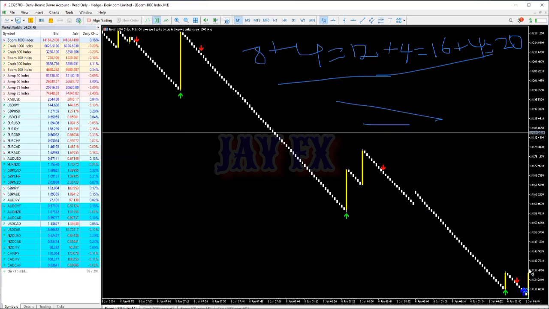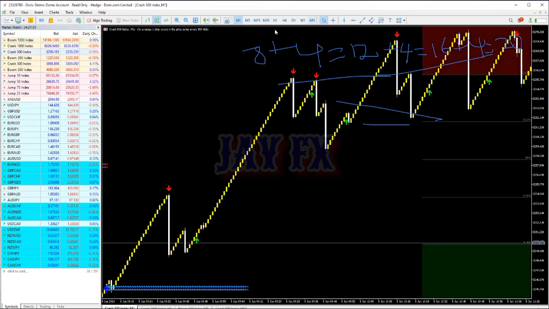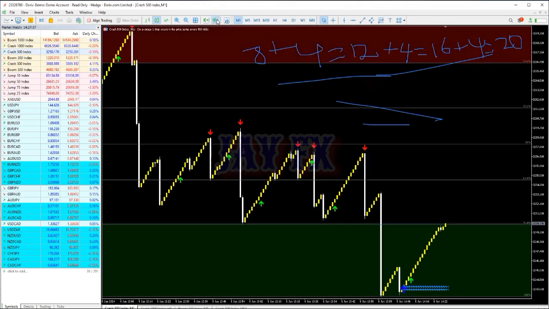So when it shows this now, what you're going to do is to change pair and go to Crash 1000, right? When it goes to Crash 1000, what you will be looking for is a buy. Luckily here now it is in buy. When it gives you this resistance, support and this blue arrow, you know this blue arrow means direction changing. It means that it's going up.